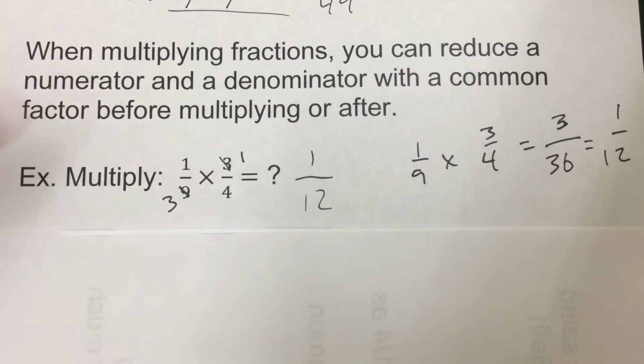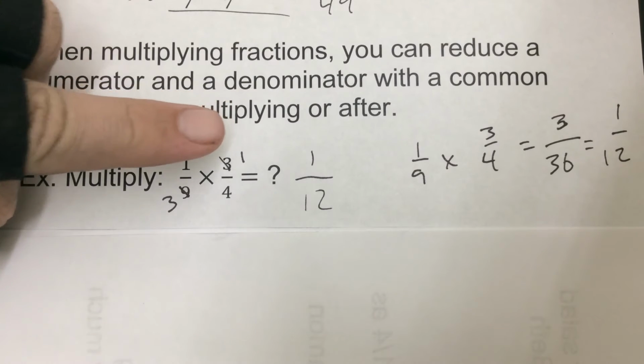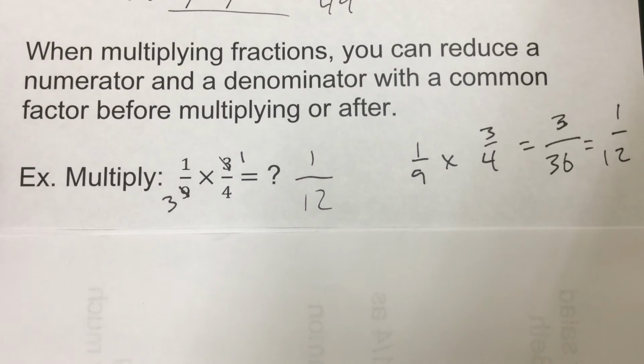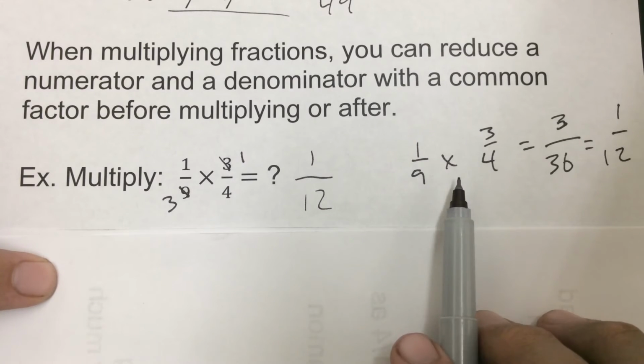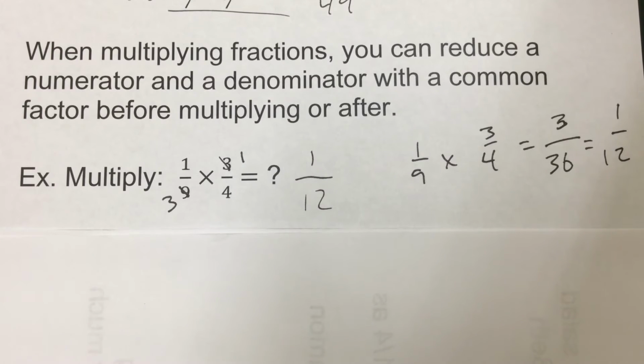For me, I like doing it this way because that makes the smaller numbers easier to multiply out. Now, I know 9 and 4, 1 and 3, not that hard to do. But if we get into bigger numbers, that could get really hard. So if you can make them as small as possible, it'll make it as easy as possible to multiply.